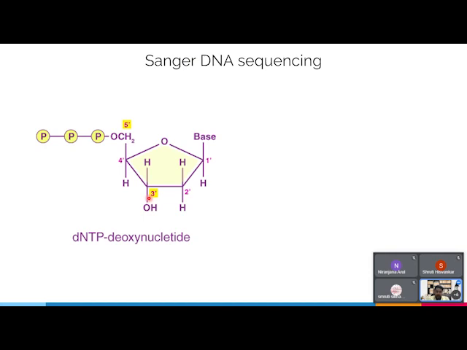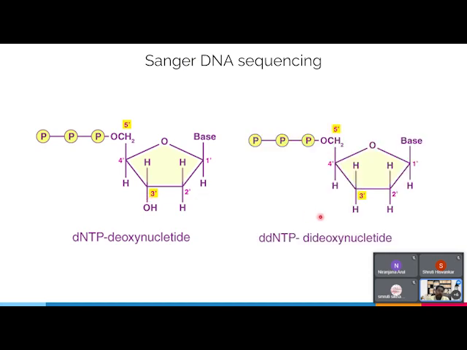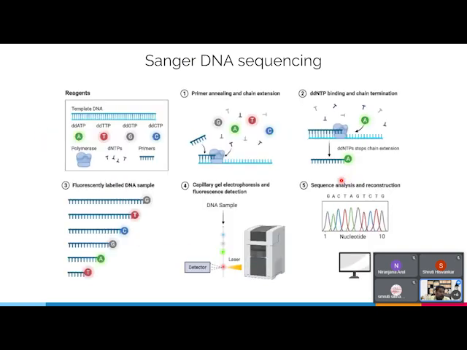3' OH. So if we want to stop the sequencing, then we add something known as a dideoxynucleotide, which does not have a 3' OH. So when this gets incorporated into the DNA strand, the DNA sequencing just stops. DNA polymerase just stops and cannot add anything more to the strand. So this process is used in the entire technique of Sanger's DNA sequencing to sequence the DNA template.